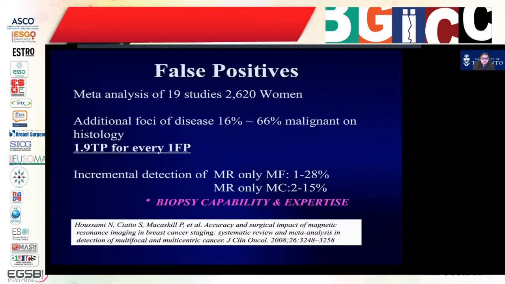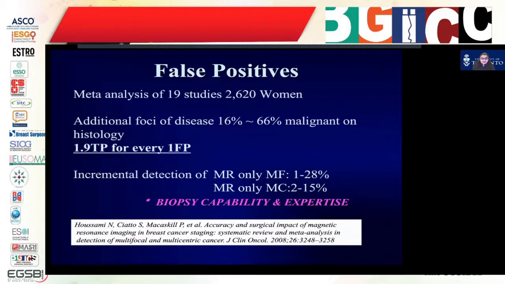And they also showed that there was a large number of false positives. So additional foci of disease was detected in about 16% of women. And of those 16% additional foci that was seen, 66% of them were malignant. So almost one third to one fourth of them were false positives. So for every 1.9 true positive, you had one false positive. That's pretty high.